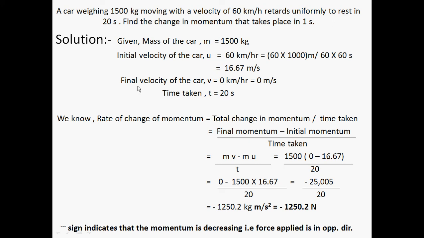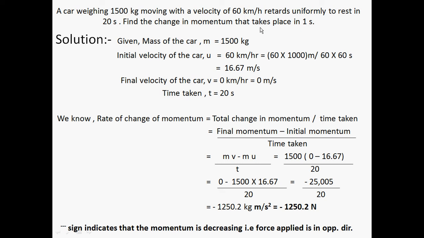So in this way we can understand that the final velocity of the car will be 0 km per hour, because the car is retarding uniformly. That means acceleration is constant. There is uniform acceleration because of which the car is retarding uniformly to rest. So the final velocity of the car will come out to be 0 km per hour and the time taken to retard for the car is 20 seconds. Now they are asking, find the change in momentum that takes place in 1 second.